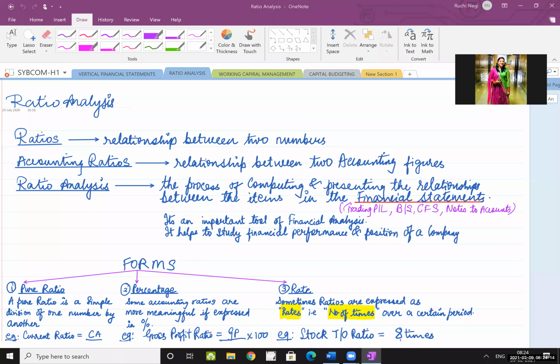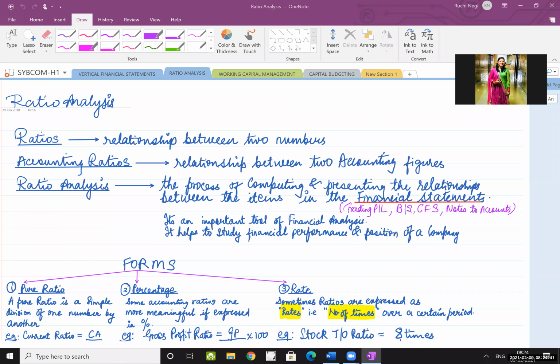So what are accounting ratios? It is a relationship between two figures. Which two figures? That will be explained in ratio analysis. Analysis means interpretation. So what is ratio analysis? It is the process of computing, that is calculating, and presenting the relationship between the items in the financial statements.